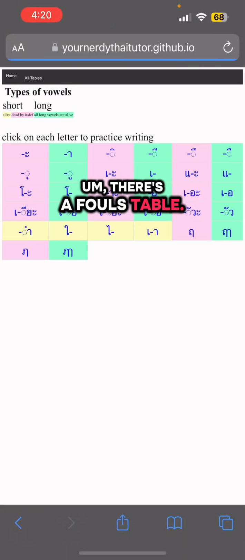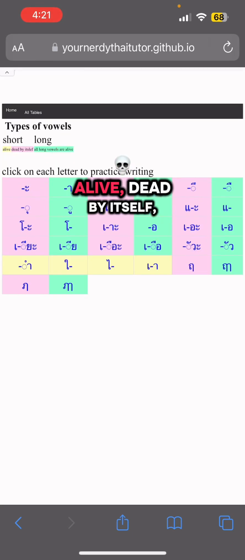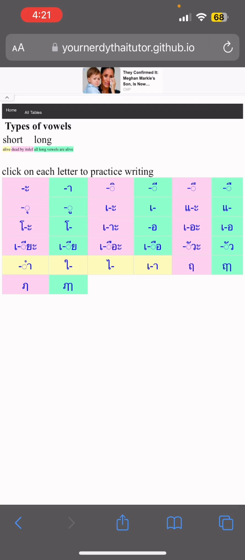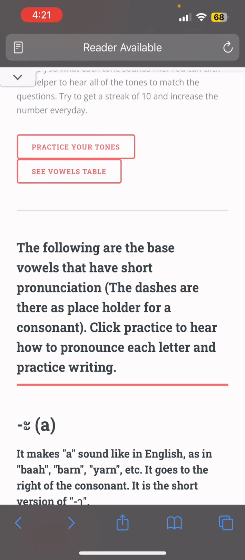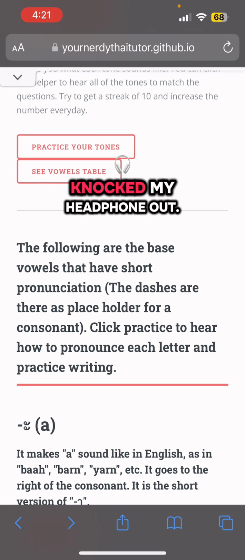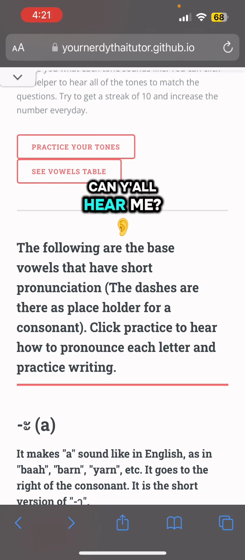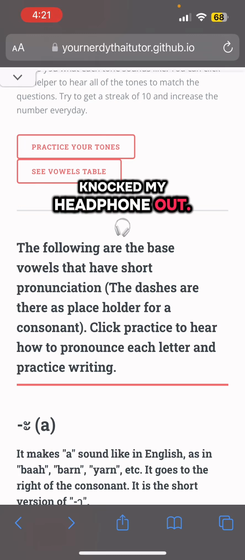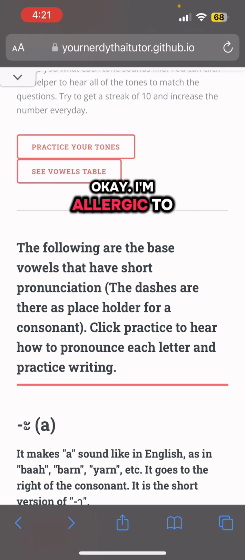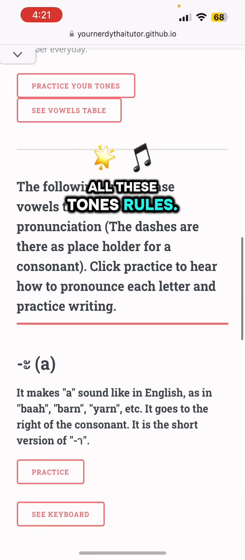There's a vowels table. Alive, dead by itself. All long vowels are alive. Oh, okay. I'm gonna sneeze. Oh, knocked my headphone out. Can y'all hear me? That was an intense sneeze. Knocked my headphone out. Okay, I'm allergic to all these tones rules.